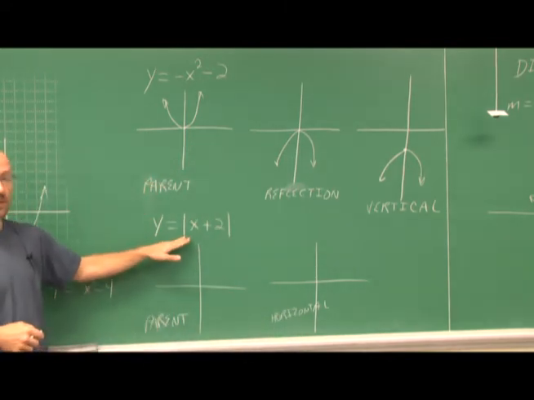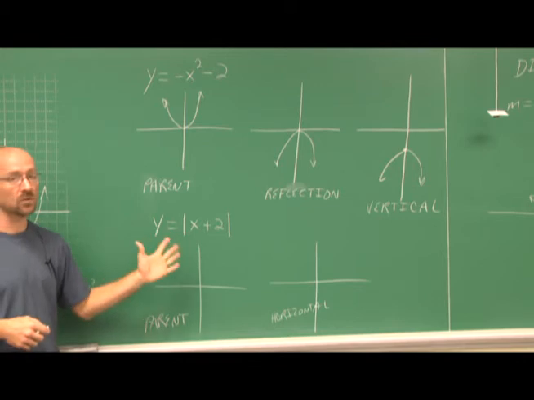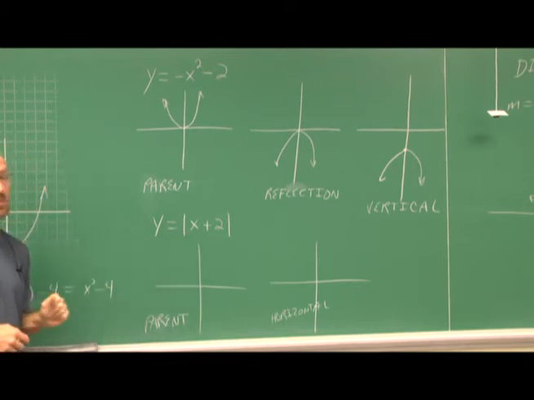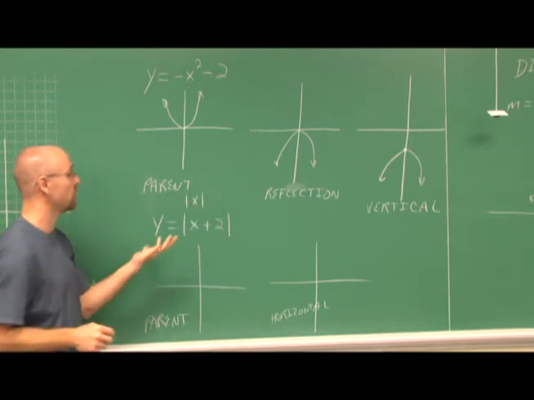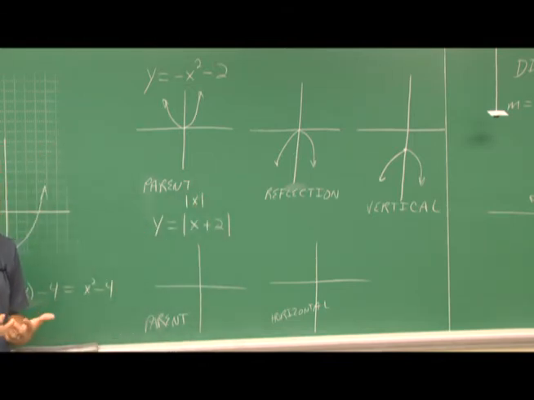Now, the next one, if we look at this, we notice, hey, there's no x squared here. So this is not a parabola. What is its parent function? Well, above it here, I'm going to write the parent function. The parent function is just the absolute value of x.